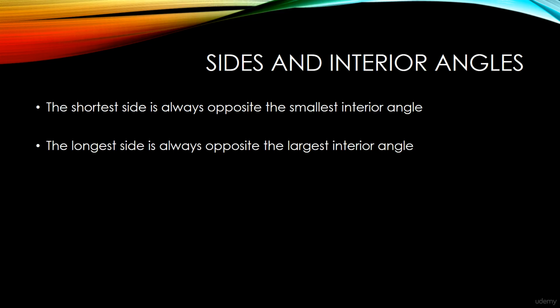The relationship of sides to interior angles in a triangle. The shortest side is always opposite the smallest interior angle. The longest side is always opposite the largest interior angle.